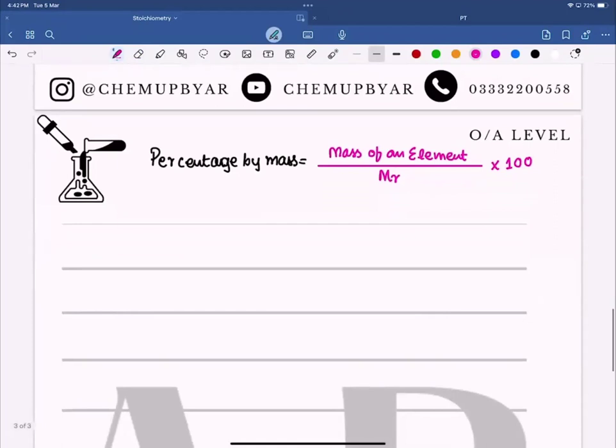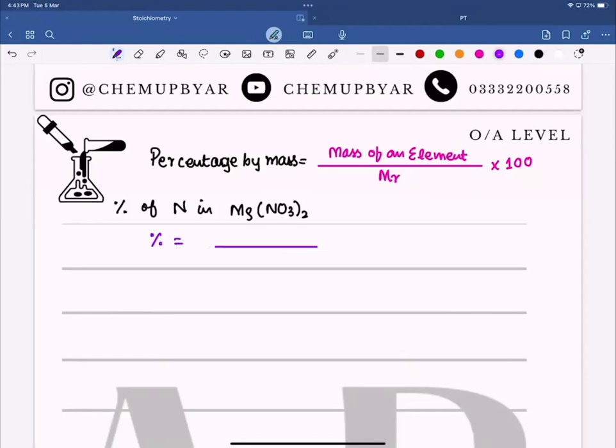For example, if I have to calculate the percentage of nitrogen in magnesium nitrate. So in magnesium nitrate, how many nitrogens are there? Yes, 2. So the mass of 2 nitrogen would be 2 times 14 because there are 2 nitrogens. Is this clear?